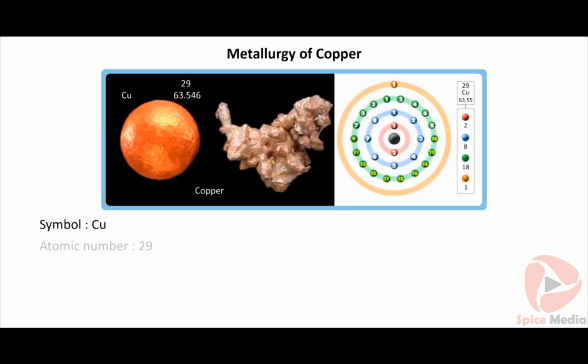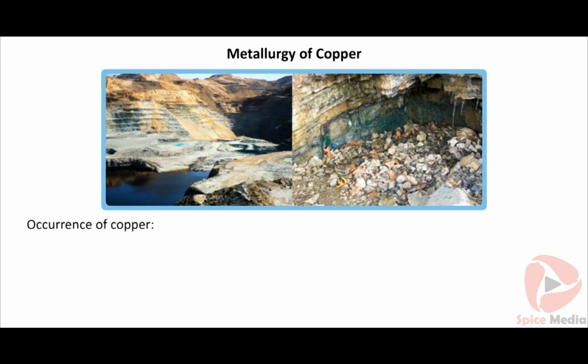Symbol Cu. Atomic number 29. EC 2, 8, 18, 1. Valency 1 and 2. Atomic mass 63.55. Occurrence of copper. Copper is found in native state as well as combined state. Romans called copper cuprum because they used to get it from the island of Cyprus.